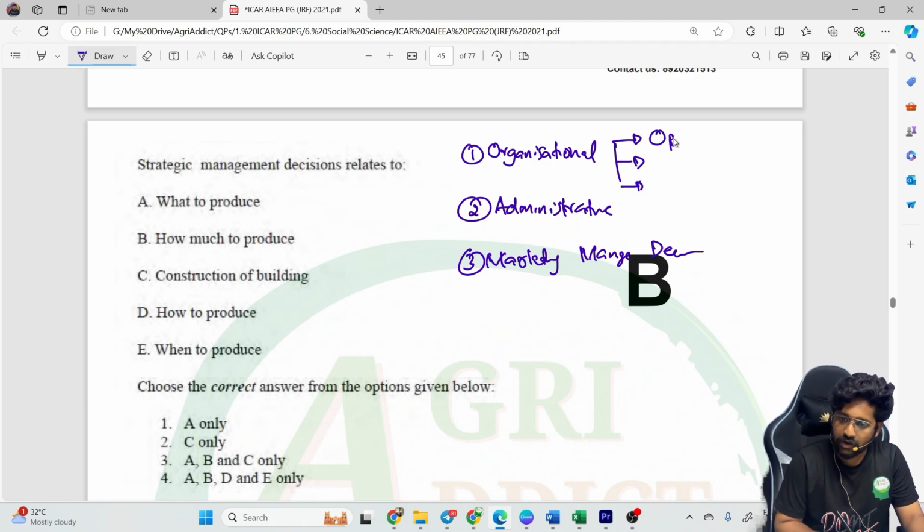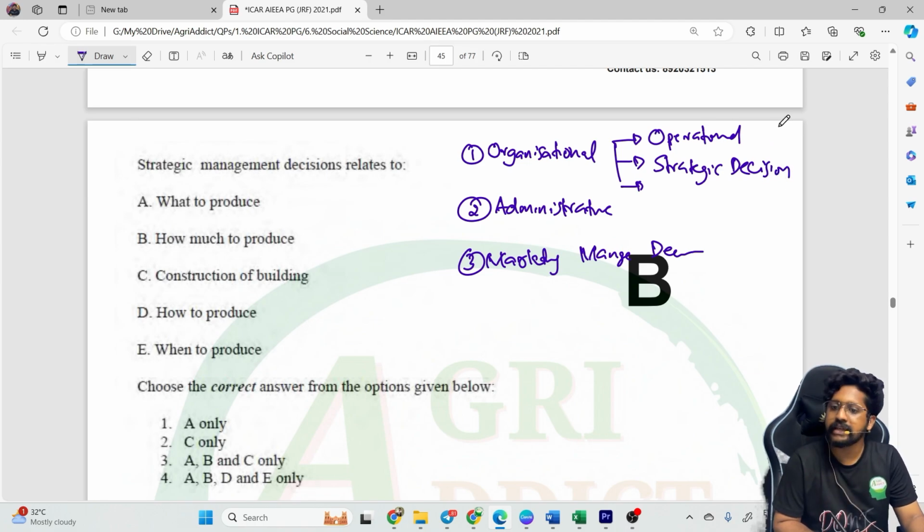First one is operational decisions. Then second one is strategic decisions. Only two types of organizational decisions. Operational decisions are there, strategic decisions are there. In operational decisions, the investment will be much lesser and the decisions will be taken so frequently. But in the case of strategic decisions, it will involve too much investment, and therefore it will be made after too much thought, and it will not be made so frequently. It will be made less frequently, right?